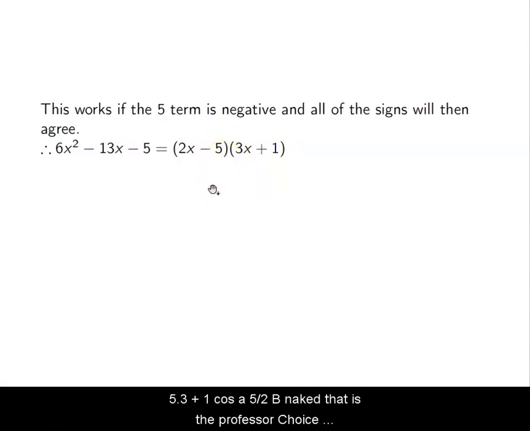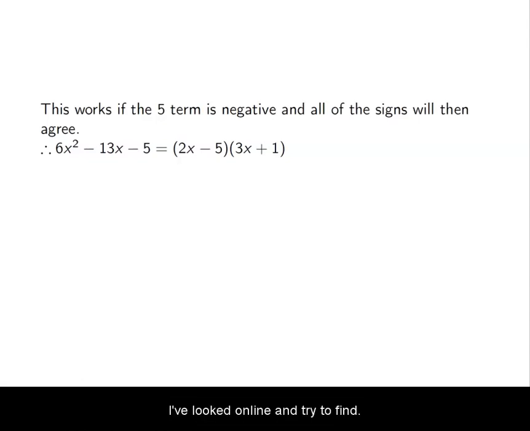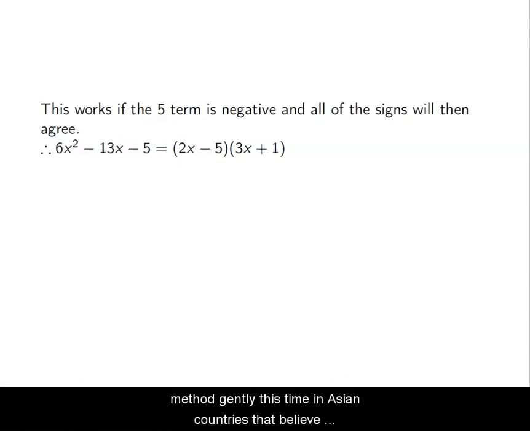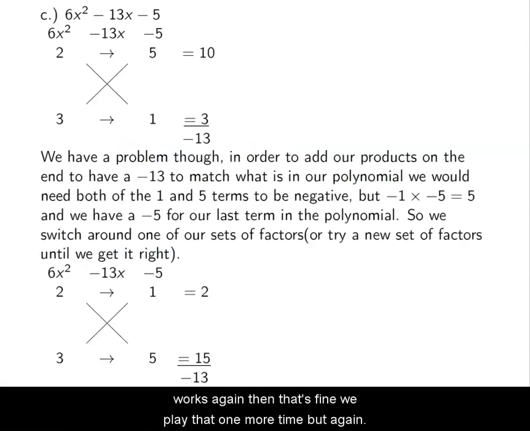That is Professor Choi's method of factoring. I've looked online and tried to find other names for it. I've heard the star method. I've heard the Chinese method. Generally, this is taught in Asian countries, I believe. So every term I found online had an Asian name attached to it. So I don't know what the actual appropriate name for the method is. So again, I'm just naming it after my office mate, Professor Choi. It's her method. So if you have to rewind that to see how that works again, then that's fine.